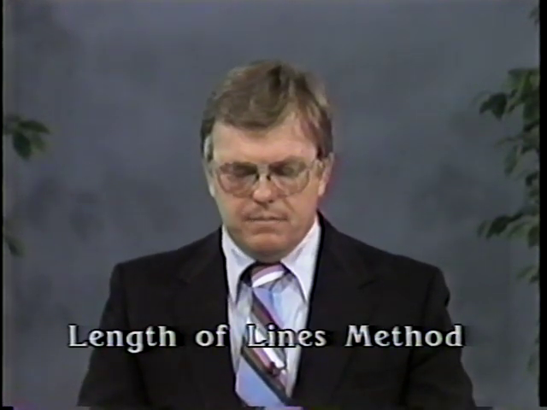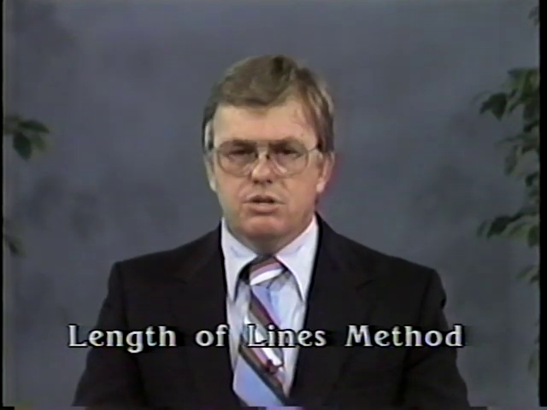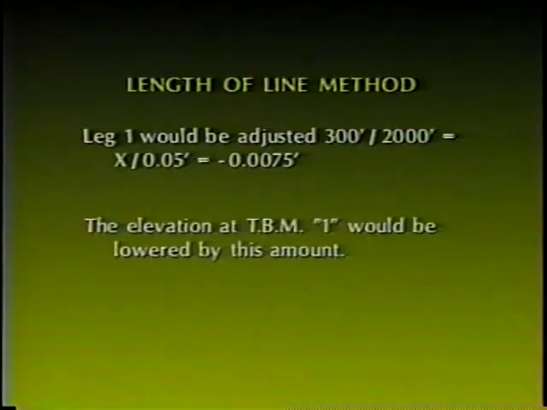In the length of line method, each leg would be adjusted based on the ratio of each leg to the total length of the run. For leg 1 of the run, the adjustment would be 300 feet is to 2,000 feet, as the adjustment is to 0.05 feet, or the error of the total run. In this case, that correction is minus 0.0075 feet, or about 1/100 of a foot. The elevation of TBM number 1 would be lowered by this amount. Each of the subsequent legs would then also be adjusted similarly, accumulating the adjustment through the remaining turning points. The last leg would get the full correction of 0.05 feet to close the leg flat on the ending benchmark.